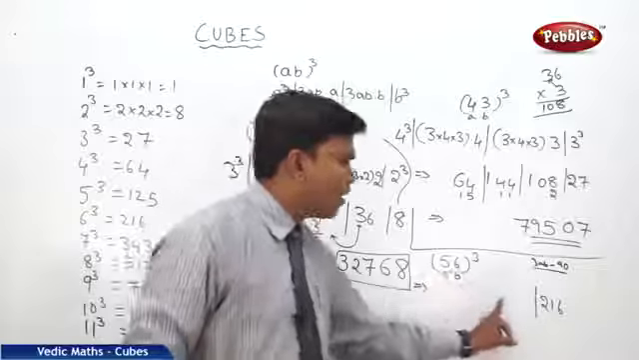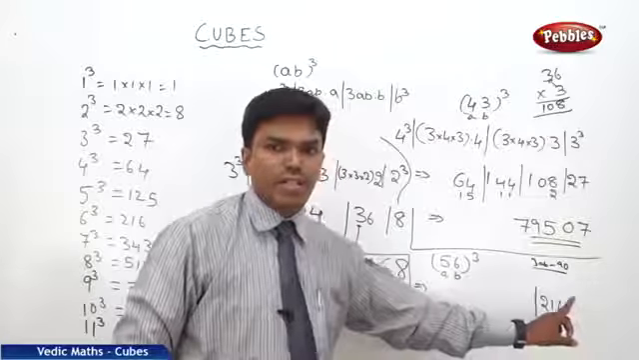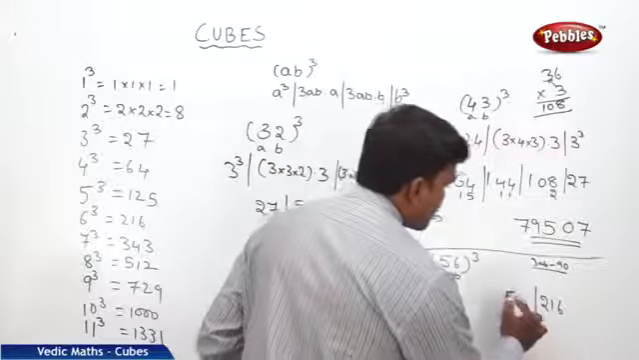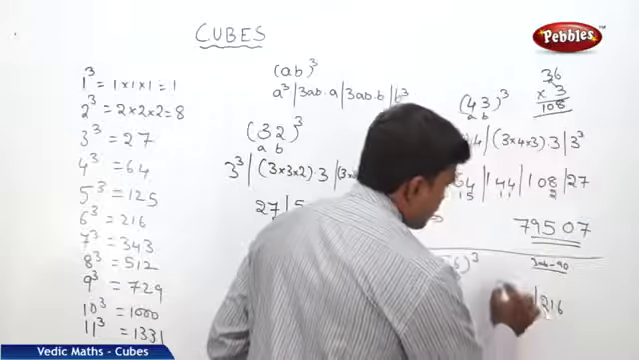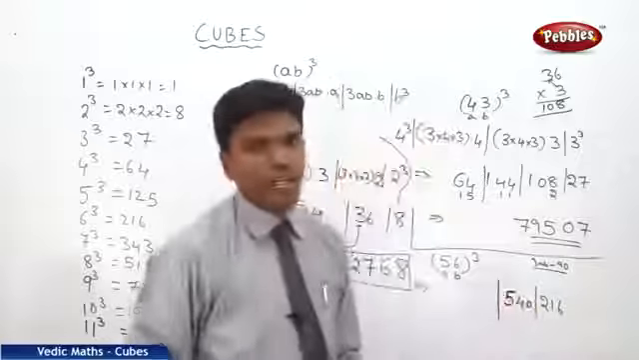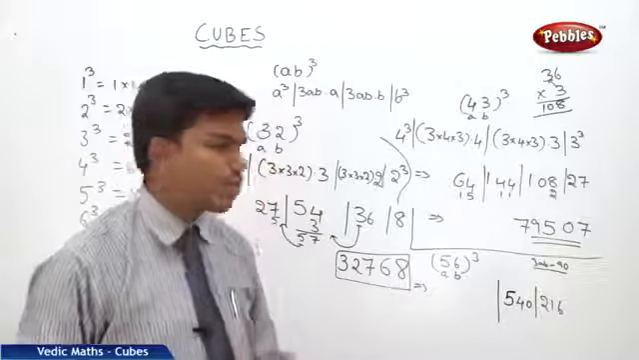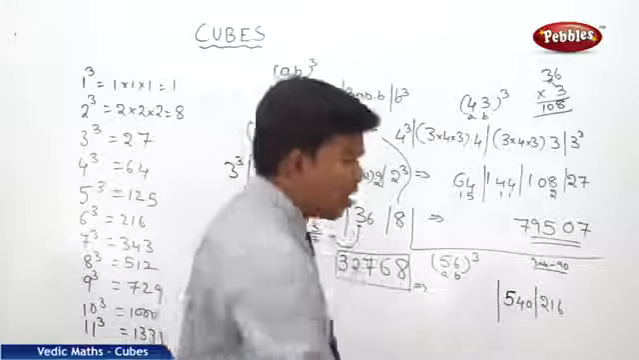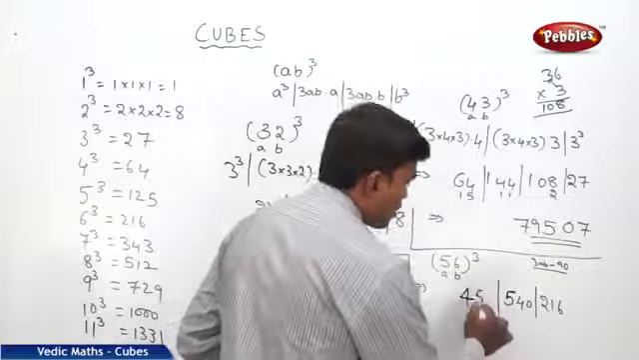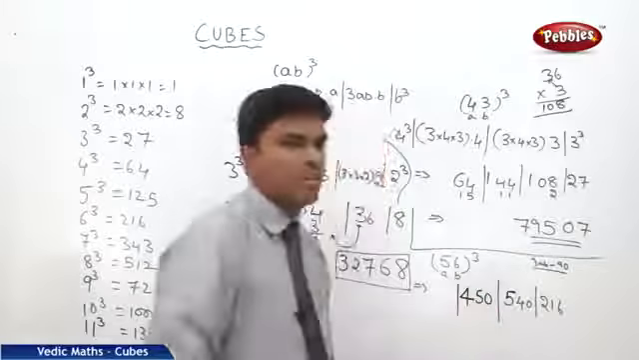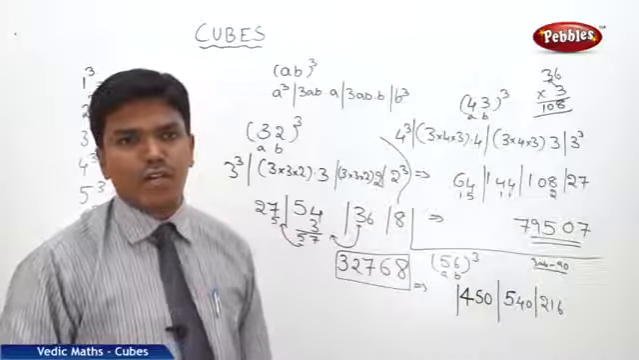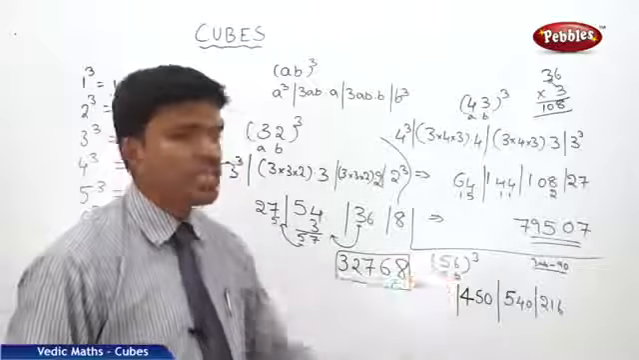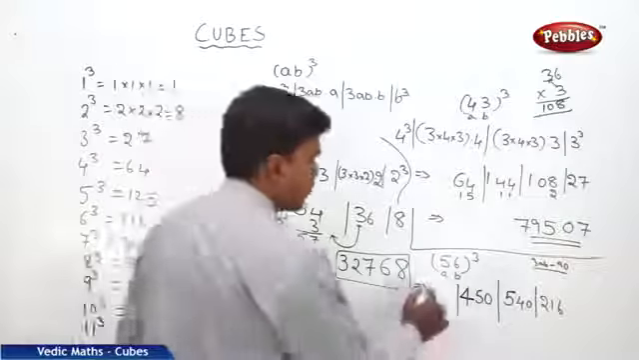Okay, now 3AB into B, the second step from the right side. 90 into 6. So 90 into 6 is how much? 540. Okay, next 3AB I already know. So 3AB into A, that is 90 into 5. 90 into 5 is how much? 450. Next, what is the last step from the right? Or first step from the left? A cube. What is A cube? A means 5. So 5 cube is 125.